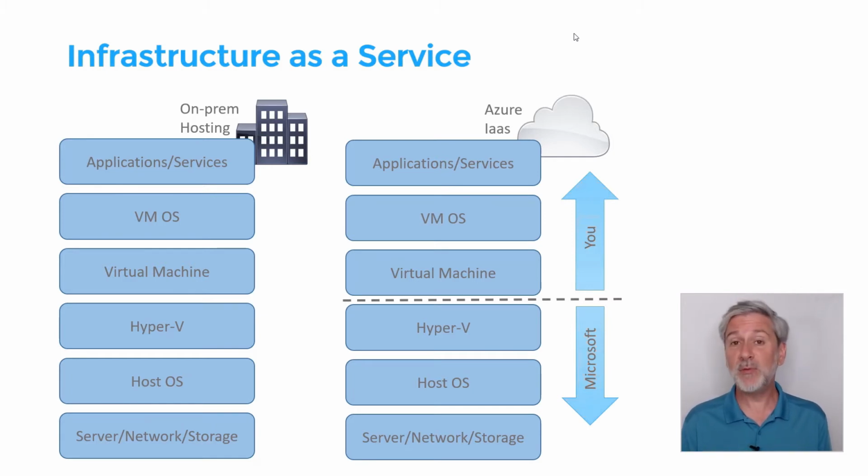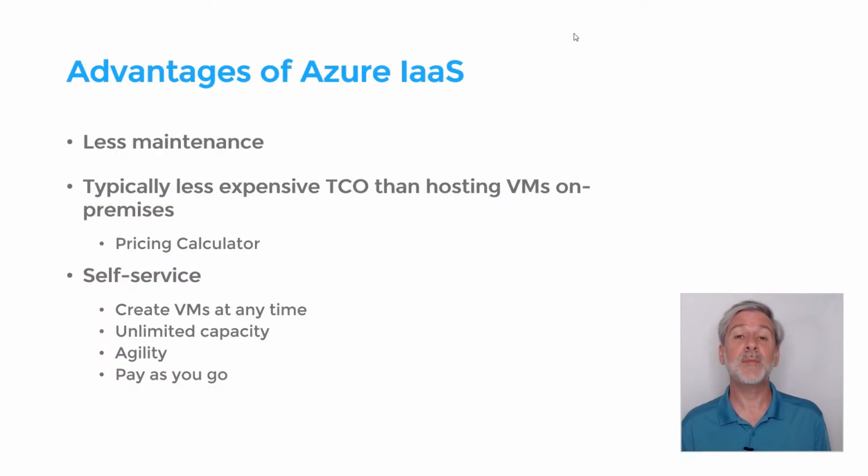All right, some advantages of doing things this way is you have less maintenance. I think I just pretty well described that, right? If Microsoft is providing the infrastructure, then you don't have to maintain your own infrastructure. This will likely be cheaper than running VMs in your own data center. Now, you should always price it out just to be sure, okay? But it should have a less expensive TCO or total cost of ownership, okay?